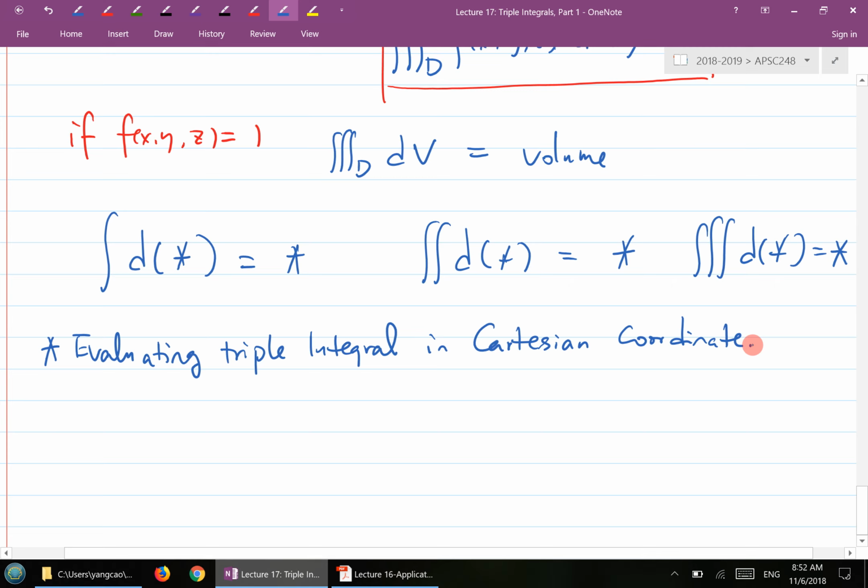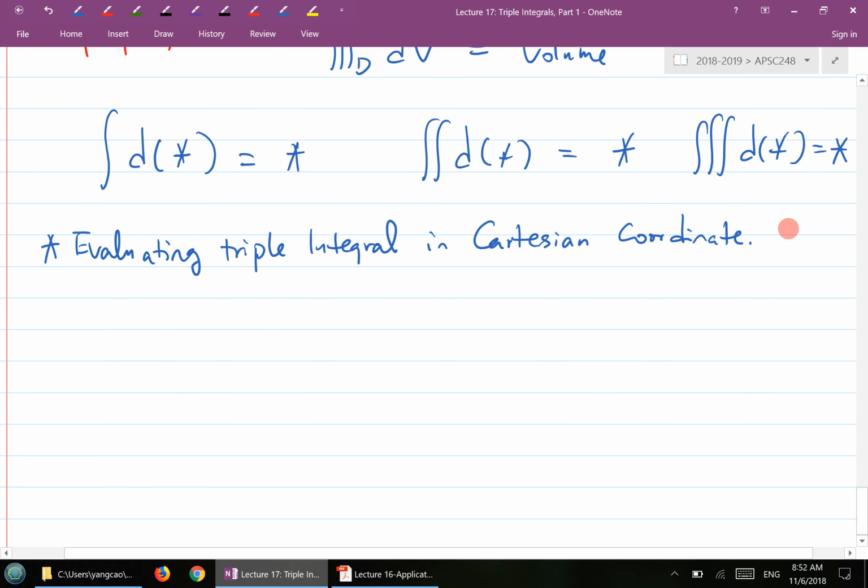How do we evaluate the triple integral in Cartesian coordinates? I want you to bear in mind the idea of integration, right? This is integration over region D. The idea of integration is to scan through this region D, just like a double integral, you scan through the region R. And just like a single function from a to b, you scan through the range a to b. So it's all about how you can scan through this region D here. So I'll list a number of steps to illustrate essentially the idea of scanning through the region D.